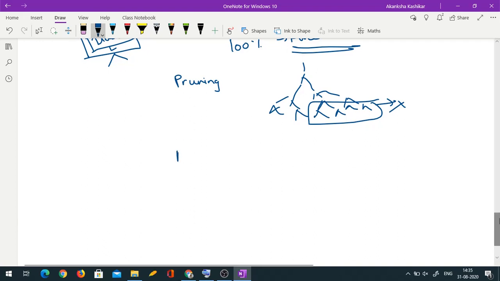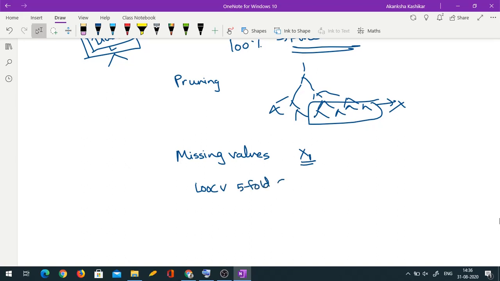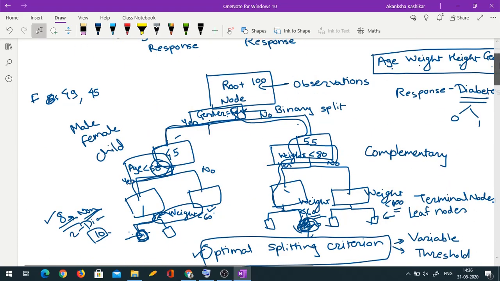Then, how to handle missing values in a variable. If I split on the basis of say x1, some observations may not have x1 present. How do I handle those observations in such a case? That is another thing that we will study. And of course we will try all those things in trees which we have already tried earlier, like LOCV or 5-fold cross validation. But as I said, in most cases we will go for k-fold cross validation instead of LOCV. So these are some of the things that we need to study about trees.